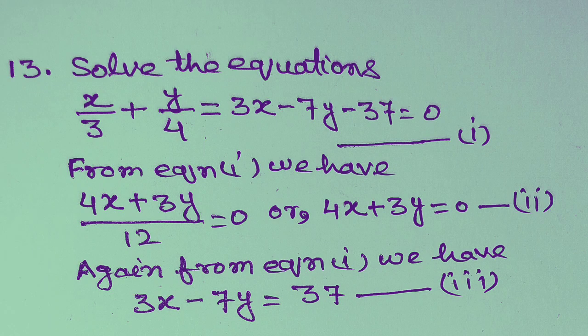13. Solve the equations: x/3 + y/4 = 0 and 3x - 7y - 37 = 0. Equation 1. From equation 1 we have (4x + 3y)/12 = 0, or 4x + 3y = 0. Equation 2. Again from equation 1 we have 3x - 7y = 37. Equation 3.